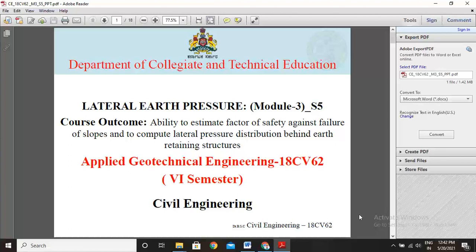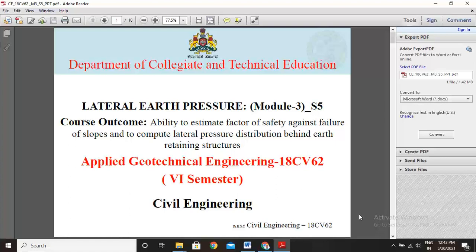now I want to cover the second part of module 3, that is lateral earth pressures, module 3 session 5. The course outcome of this lateral earth pressure is to compute lateral pressure distributions behind earth retaining structures.